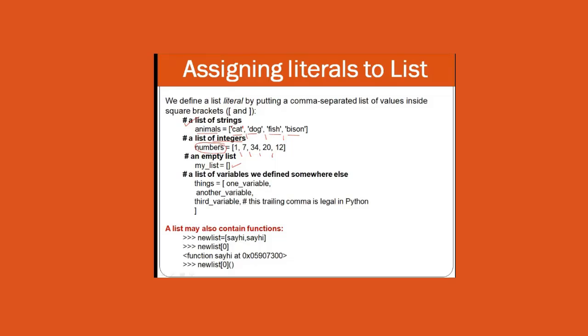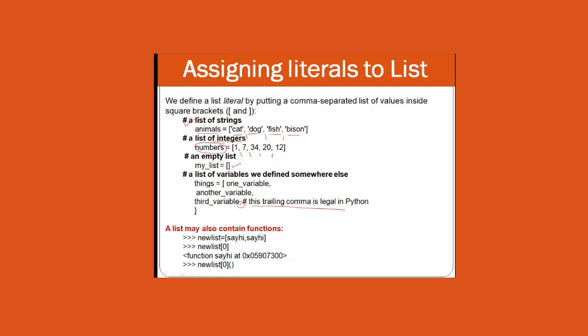You can create an empty list by putting just the open and close square brackets. So this is an empty list. Then a list of variables: one variable, another variable, a third variable. You can see over here that a trailing comma is legal in Python.